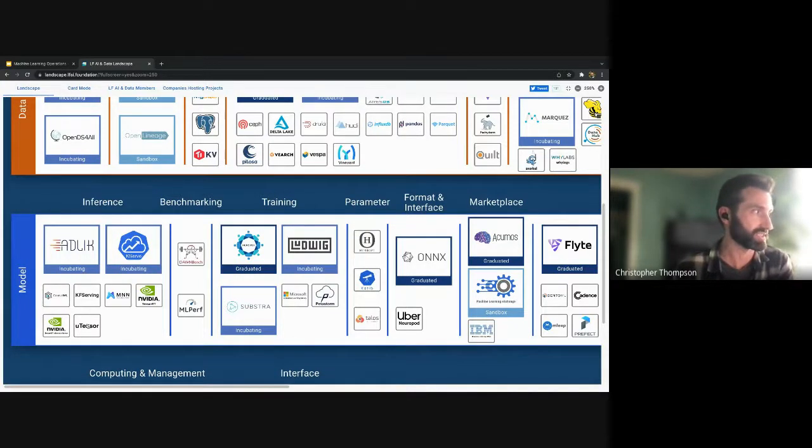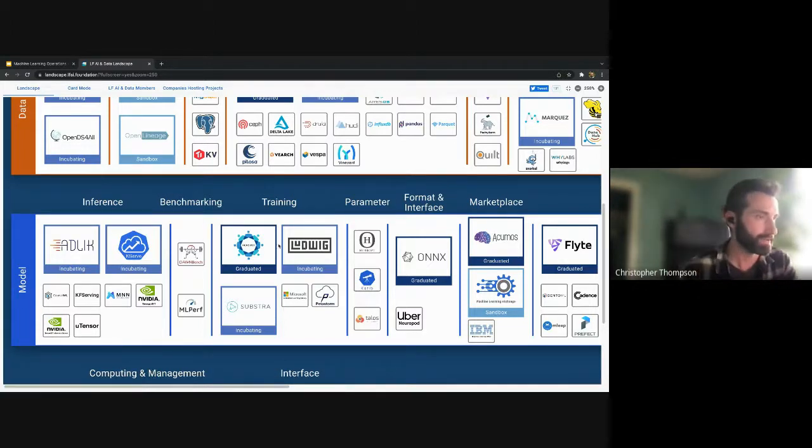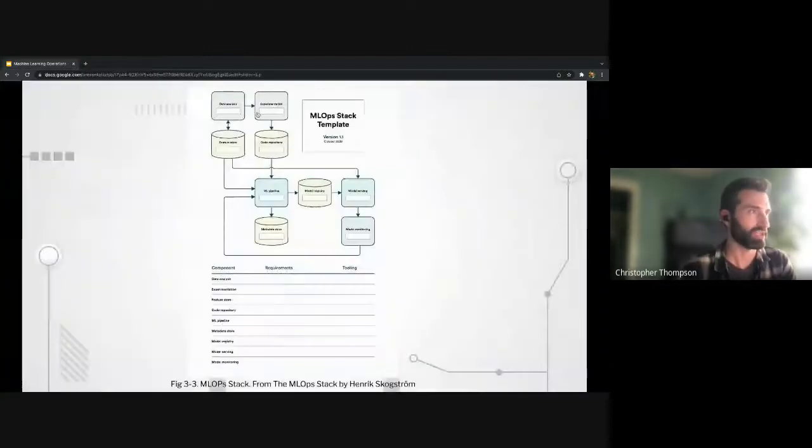Notice we have inference down here, so you can think model prediction. So you have KF Serving, you have the inference server, which also has a model repository. So not all of these things are mutually exclusive. They come packaged together many times. Anyway, definitely take a look at that when you're interested in filling in this MLOps stack template, okay?